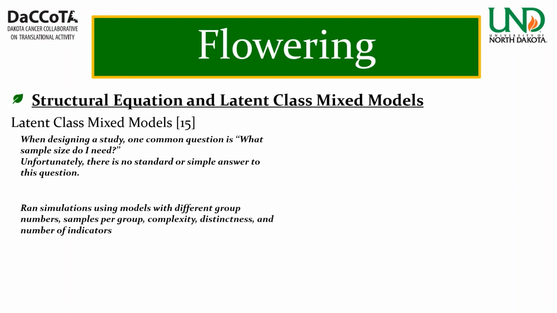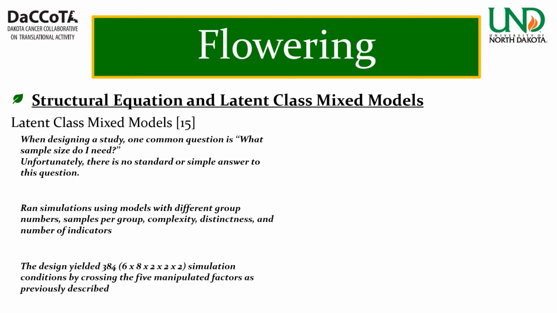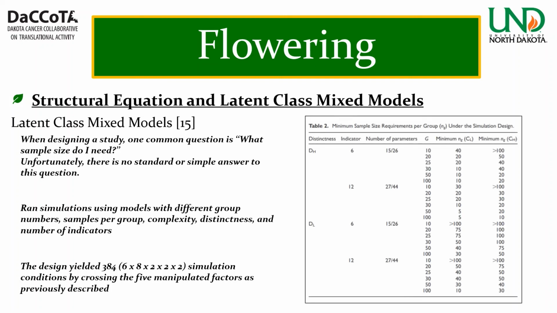Okay, moving on. They ran simulations using models with different group numbers, samples per group, complexity, distinctiveness, and number of indicators. The design yielded 384 simulation conditions by crossing the 5 factors as previously described. Okay, so they covered a lot of ground here. Here is table 2, which gives minimum sample sizes per group across differing distinctiveness. So they had 2, high and low. Indicator, 2 categories, 6 or 12.